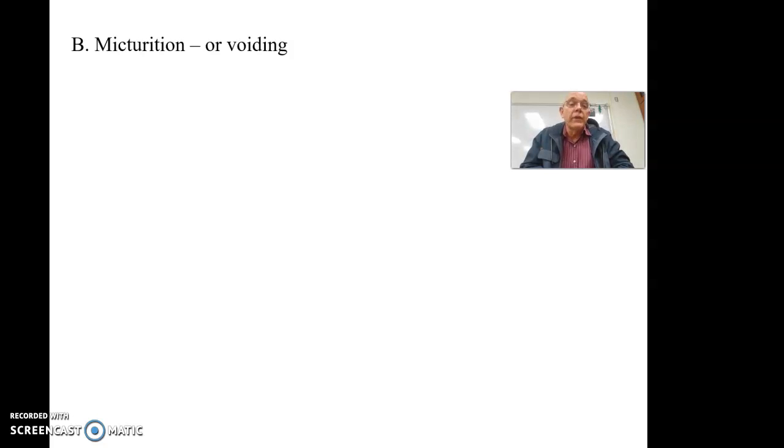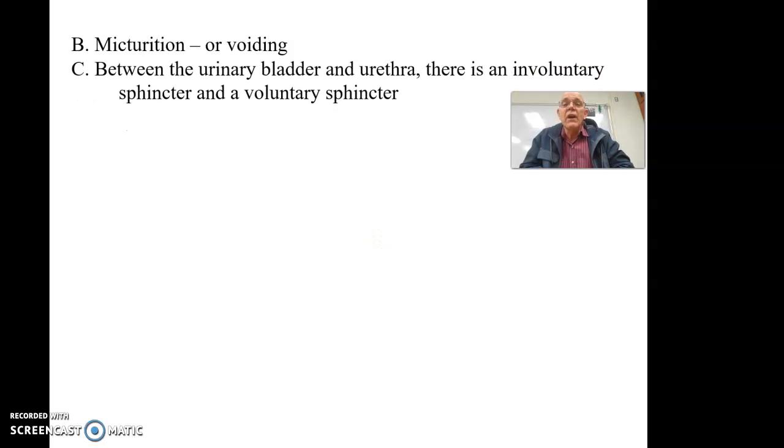Micturition, or voiding, is just a fancy name for when you go to the restroom, when you urinate. Between the urinary bladder and the urethra, there is, like I said, an involuntary sphincter and a voluntary sphincter. Once it gets to the urethra, it's pretty much going to go out, but there is a sphincter in between there. The voluntary one is what we normally use to decide when we urinate.